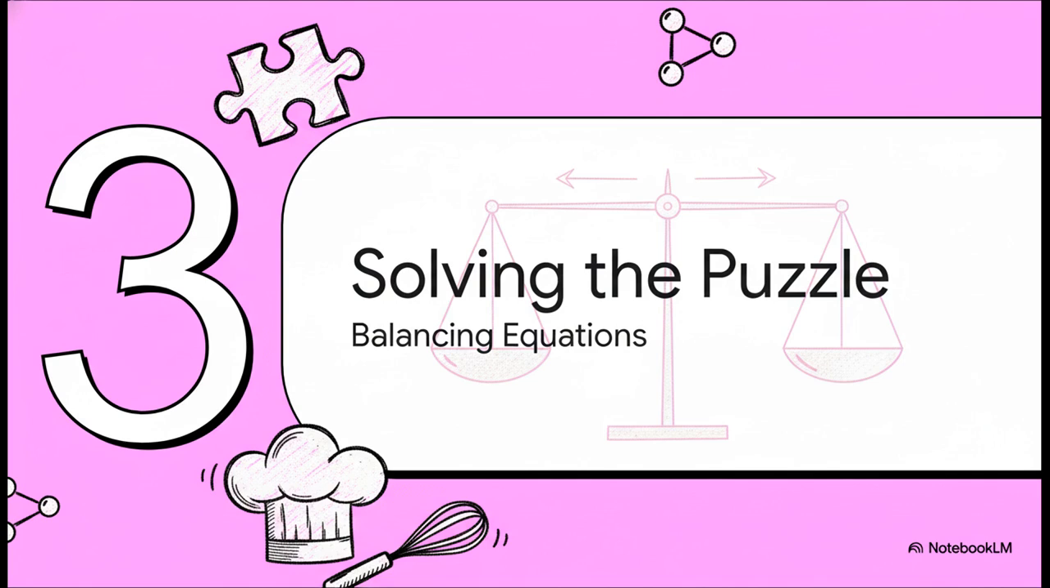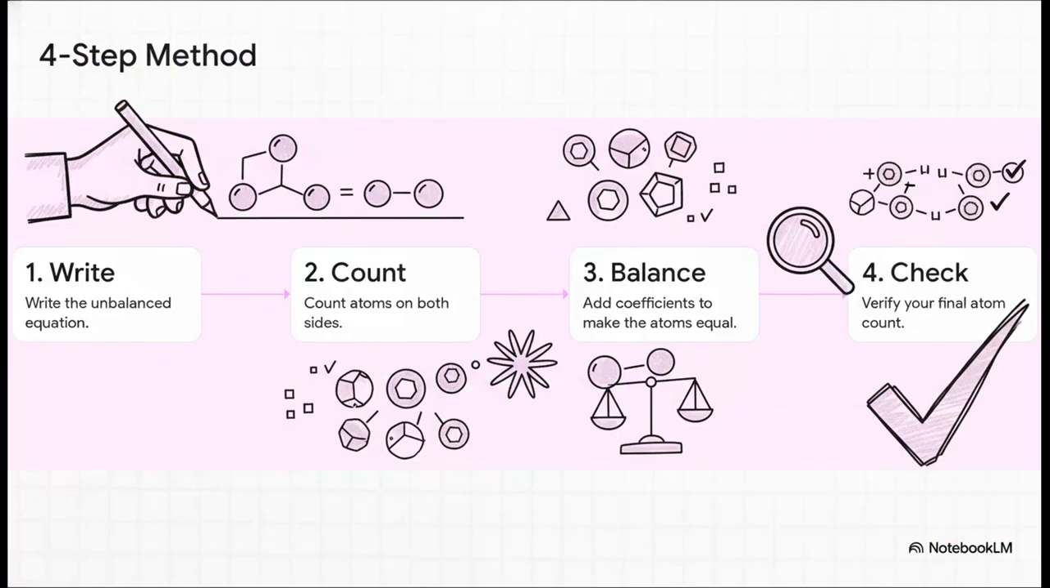Which brings us to the fun part, solving the puzzle. Balancing an equation isn't some crazy hard math. It's really just about tweaking our recipe to make sure it plays by the rules of the universe. And lucky for us, there's a simple 4-step method to get it done every single time. First, you just write out the unbalanced equation. Second, you do a quick count, an inventory of all the atoms on both sides. Third, you add these little numbers in front of the molecules, they're called coefficients, to make the atom counts equal. And finally, you just do a quick double check to make sure everything lines up perfectly.